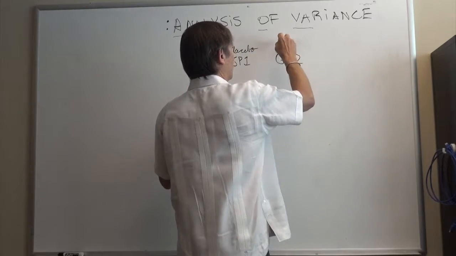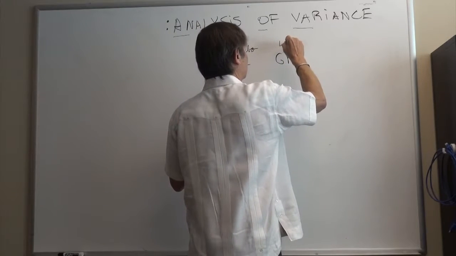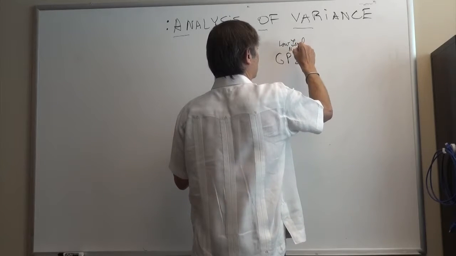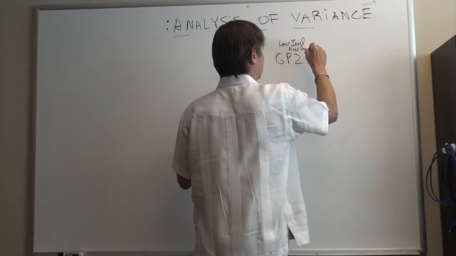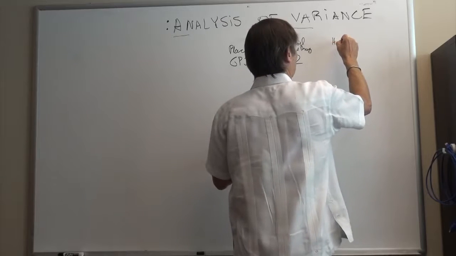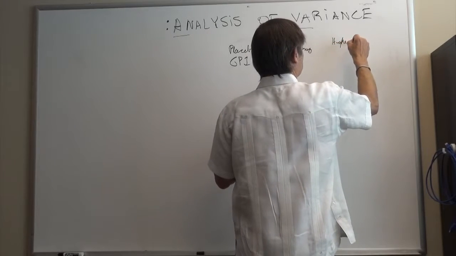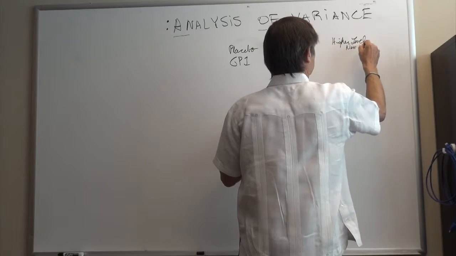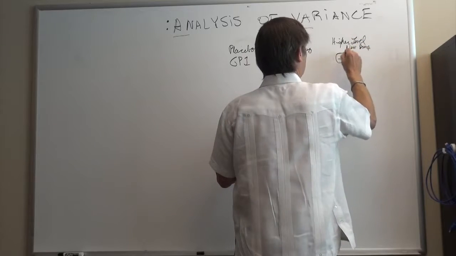Group 2 is going to be a low level or minimum level of a new drug to reduce Parkinson's symptoms. And this is going to be a higher level of this new drug. And this is going to be group 3.